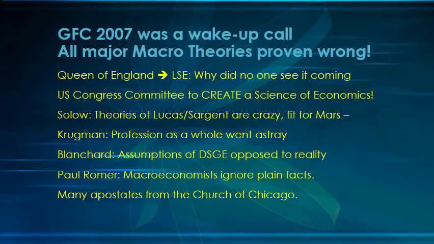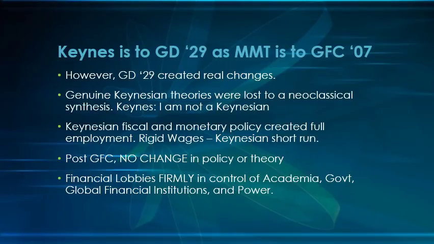After the global financial crisis, the Church of Chicago had many apostates. Many people renounced their faith, and many leading economists, but not all of them. So after the global depression of '29, Keynes created a new macroeconomics. In fact, the theory of macroeconomics was created by Keynes. There was no macroeconomics before Keynes because people believed that if you understand micro, you understand the behavior of individual firms and individuals, you just add them all up and you get macro.